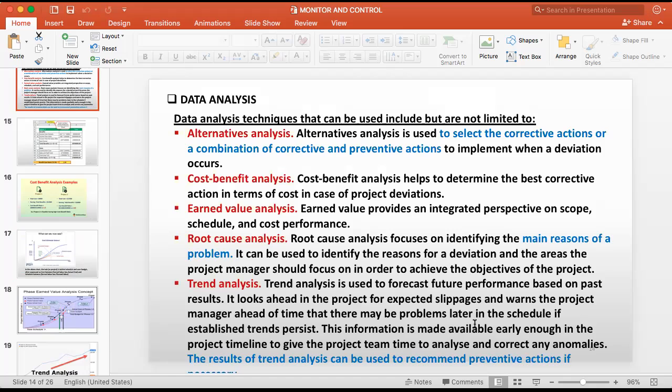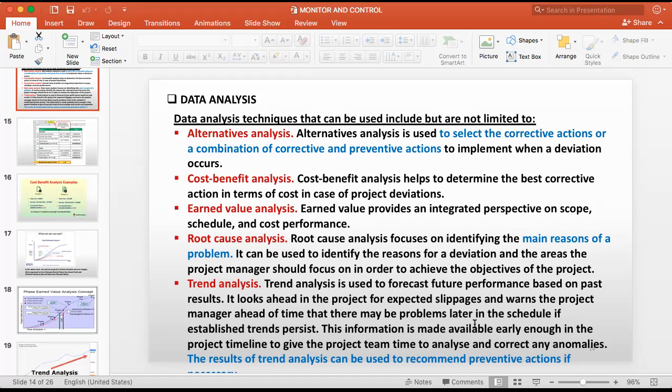So root cause analysis. What is root cause analysis? Root cause analysis is focused on identifying the main reasons of a problem. That means you are going to the root cause. Why has this happened? What is the root of that? How did the problem start? So you do a root cause analysis and identify the main reason of the problem. It can be used to identify the reason for a deviation and the area that the project manager should focus on in order to achieve the objectives of the project.